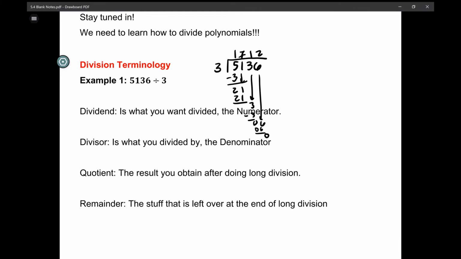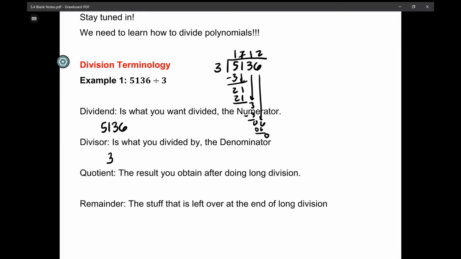Remember what the dividend is. The dividend is what you want divided, or if you're writing it as a fraction, it's the numerator. So in this case, 5136 is the dividend. The divisor is what you're dividing by. So in this case, it is 3. It's also the denominator if you write it as a fraction.